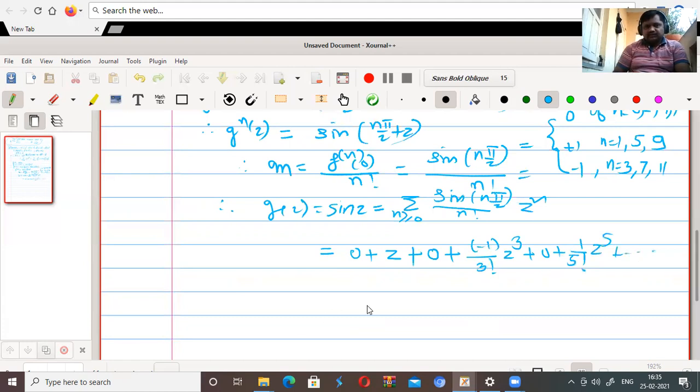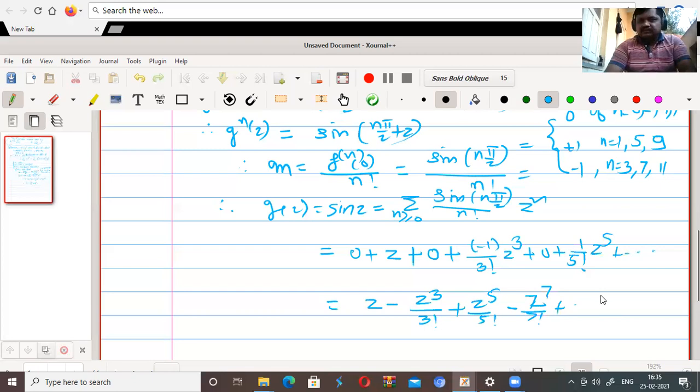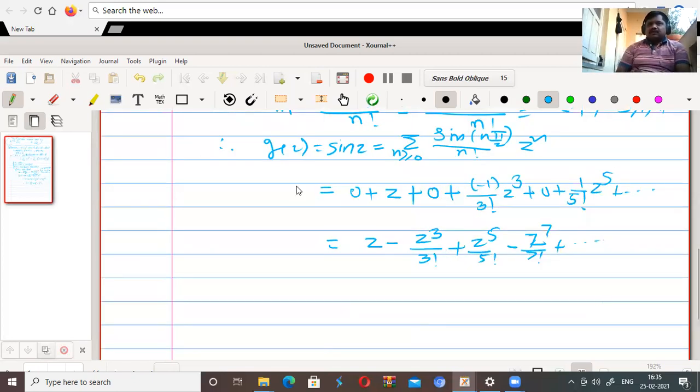So your expansion is z minus z cube by 3 factorial plus z raised to 5 by 5 factorial, then minus z raised to 7 upon 7 factorial plus z raised to 9 upon 9 factorial and so on, which is the same as the real sin x. This is the expansion. What is the expansion of sin x? x minus x cube by 3 factorial plus x raised to 5 by 5 factorial minus x raised to 7 by 7 factorial and so on.